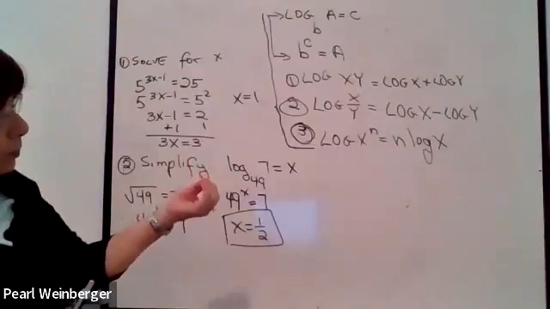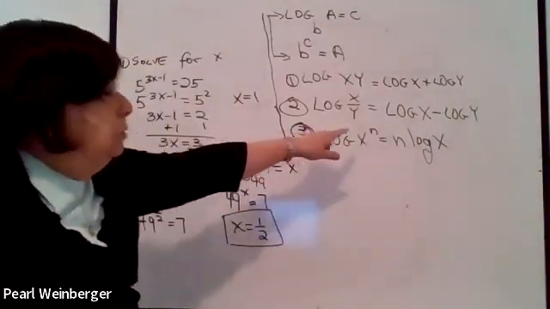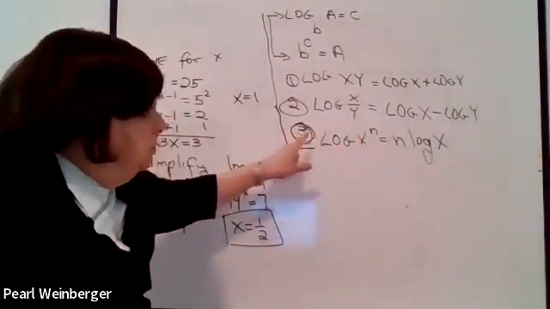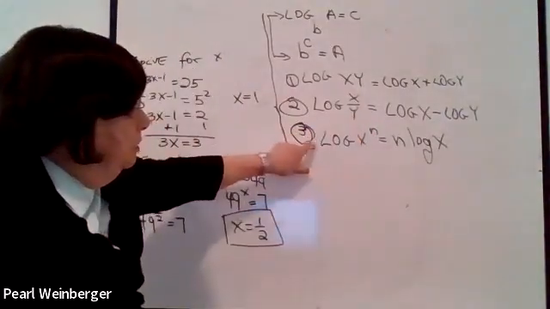And the third rule has to do with when you have a log of a number that has an exponent as well. And what that tells us is that that number, that exponent, becomes the coefficient. You just take the number that's in the exponent and move it on in front.